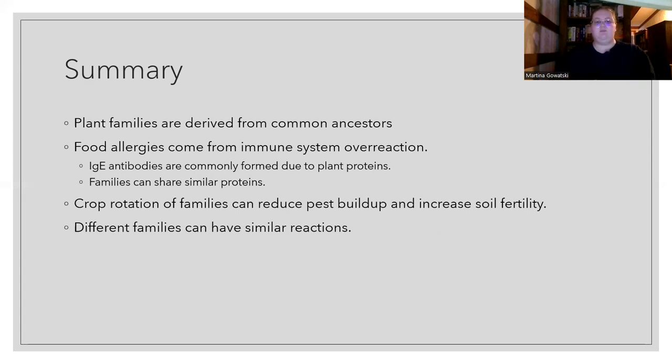In conclusion, you should now know that plant families are very vast in size and knowledge. But if that knowledge is applied correctly, they can be very beneficial to us, such as in terms of gardening or farming and practicing safety in what we eat.